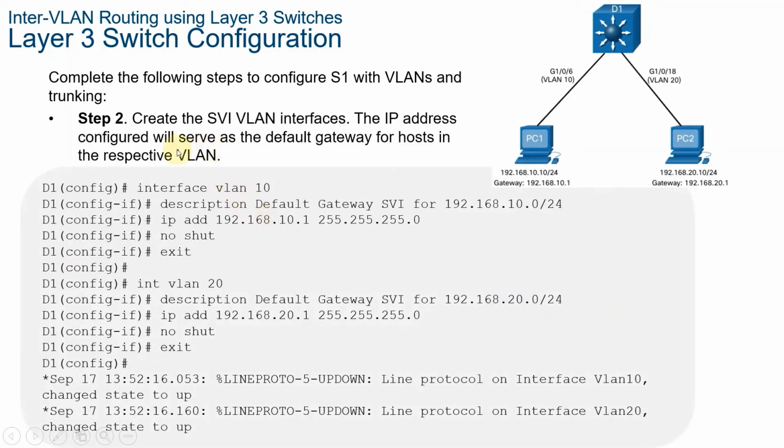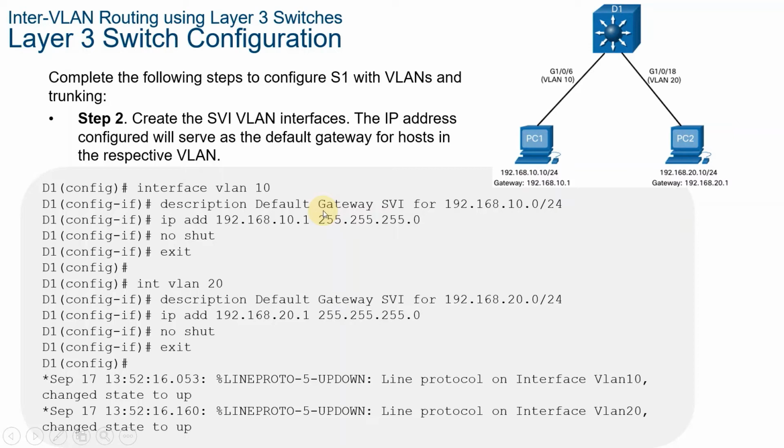So step 2, create the SVI VLAN interface. The IP address configured will serve as the default gateway for hosts in the respective VLANs. So we've got two VLANs here, VLAN 10. So interface VLAN 10, assign an IP address. In that case, 192.168.10.1, and that is /24, so that would be 255.255.255.0. No shutdown. So create another SVI. In this case for VLAN 20, IP address 192.168.20.1, 255.255.255.0, and then no shutdown.